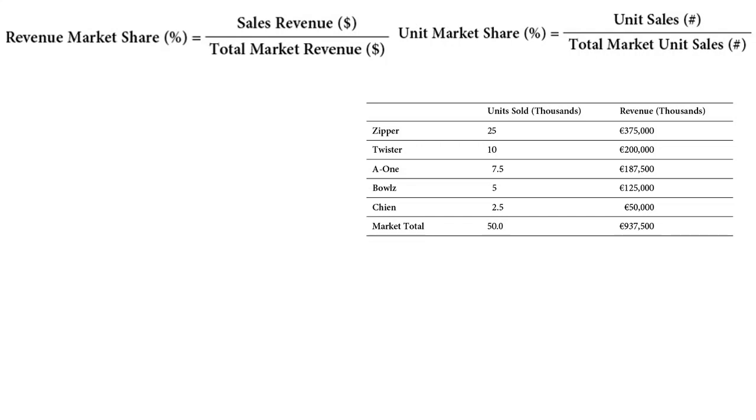So market share basically can be calculated with two different things in mind. The first thing is revenue or units. So revenue market share is just what percentage of the dollars sold in this particular market were attributed to one company, whereas unit market share is how many units of all the units sold were attributed to one particular company.